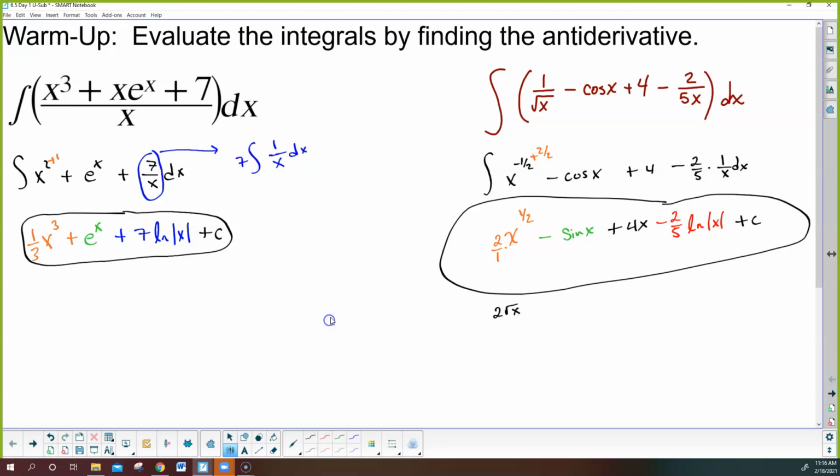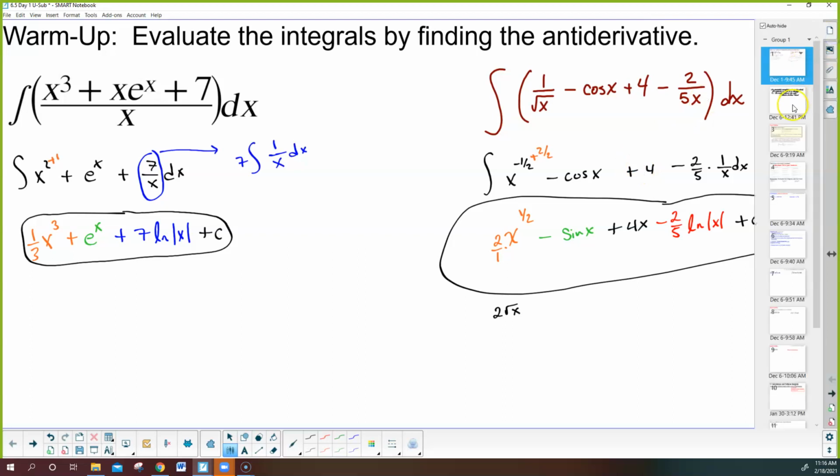If you're watching the video here, maybe hit pause and look at how we did the warm-up. I forgot to record it, but go ahead and look at the warm-up. This was just an indefinite integral where we just found the antiderivatives. And everything was just doing algebra or using our rules or our facts that we've already known.